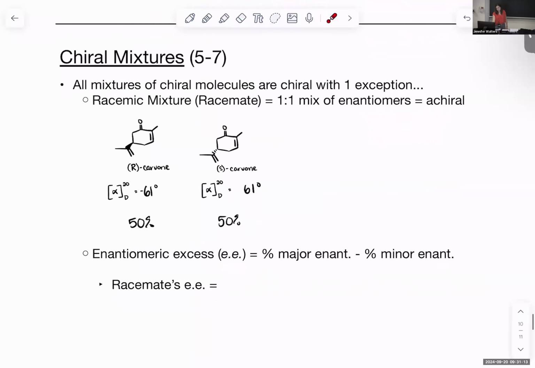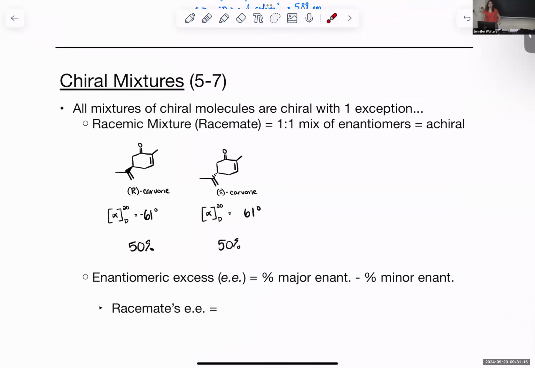All right, so we talked about chirality at the atom level. We talked about chirality at the molecule level. Let's get to the mixture level. So in general, we said that usually if you have chirality at the atom level, then you will usually have chirality at the molecule level, unless you are meso. So that's like the weird exception. So it's like yes at the atom, yes at the molecule, unless you have the internal plane of symmetry, then you're the exception, then you're meso.